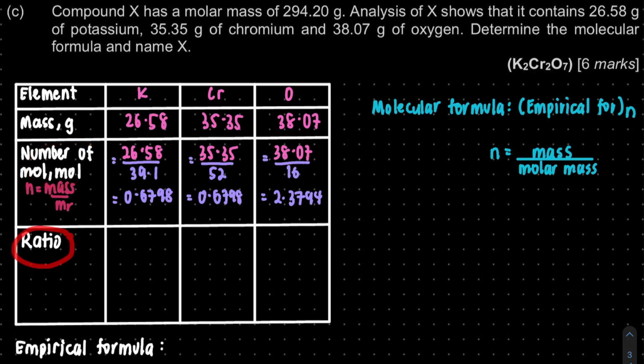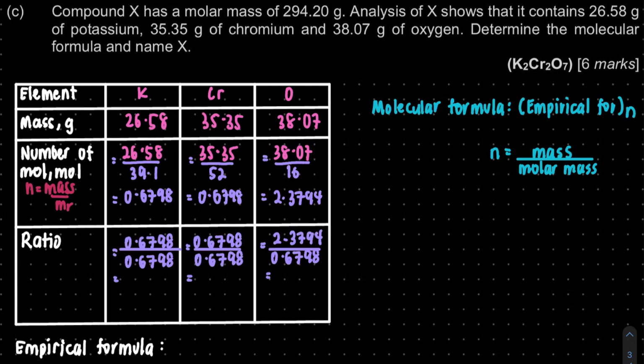For the ratio, we take the number of mole and divide by the smallest value of all the numbers of mole. In this case, the smallest number of mole is 0.6798. So we divide each individual value by 0.6798, since it is the smallest one. When you divide, you will get 1 and 1. This one is 3.5. Since this is not a whole number, we can't straight away round off the value, because it could be 4, it could be 3.